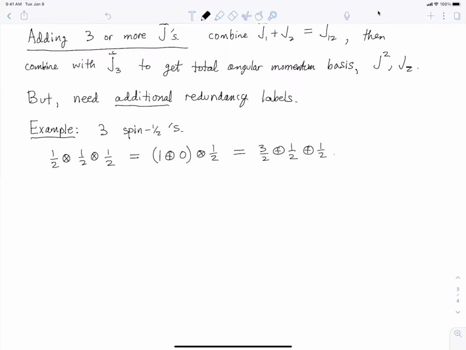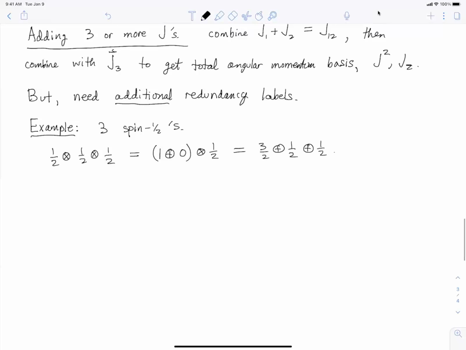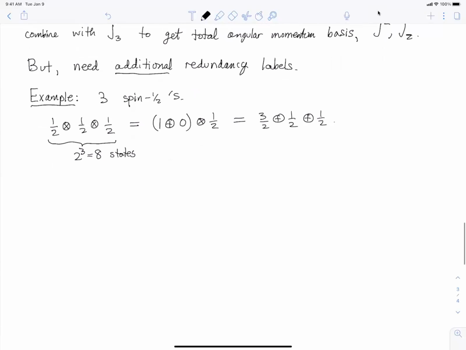Okay, and so what's the meaning of that? Well, first of all, let's count states on the left. So on the left, how many states are there? Each of the spin 1/2 has 2 states, and I'm taking their product. So I have 2 cubed equals 8 states total. And on the right over here, the meaning of this is that we can write down a total angular momentum basis labeled as follows.